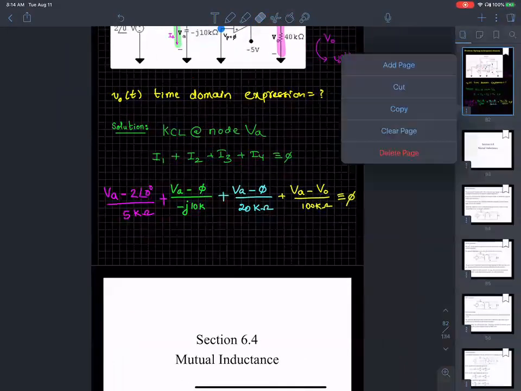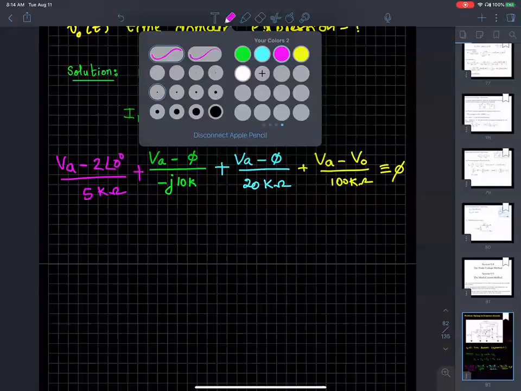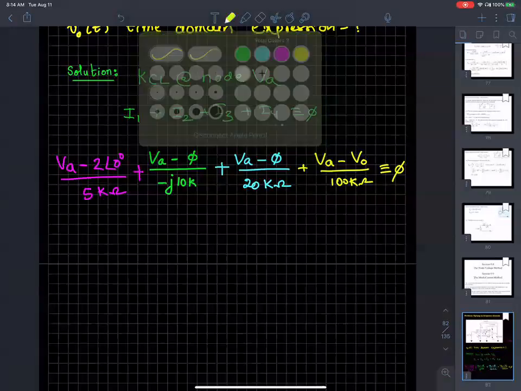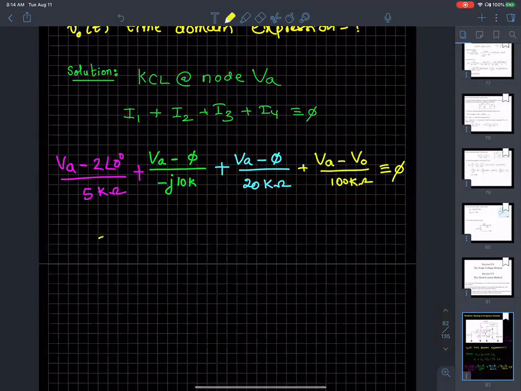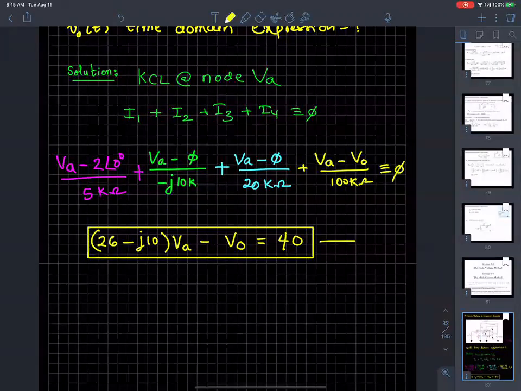So I can simplify this equation and write it as, let me use this color here. When I simplify this equation, I'm going to get 26 minus J10 VA minus VO, where O is the output, all of that equals 40. Okay, this is equation one that we get by writing KCL at node VA.